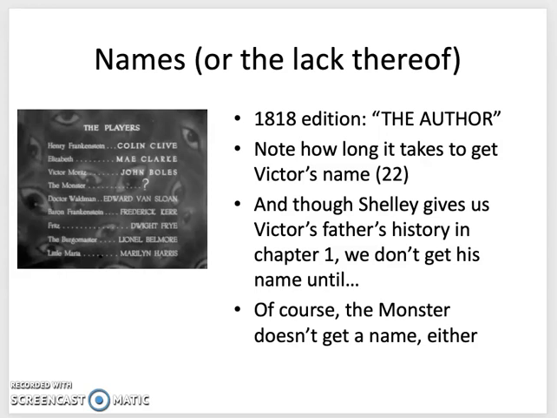And of course, the monster doesn't get a name either, and I really think that's quite significant. So look for that and ponder why that's the case. Why doesn't the monster or the creature get a name? He's just monster or creature.